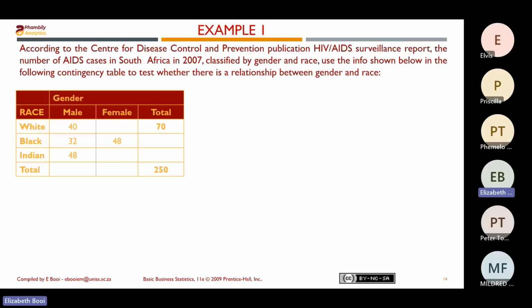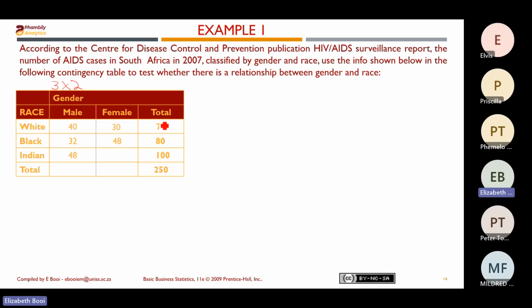Here there is missing information, but when you start completing the missing information, your table will start including all the other values. So let's see how we can do this. This is 3 rows, 1, 2, 3 rows, and 2 columns. So it is a 3 by 2 contingency table. So we're going to say 70 minus 40 is 30. We're going to add the 2 values, which gives us 70.